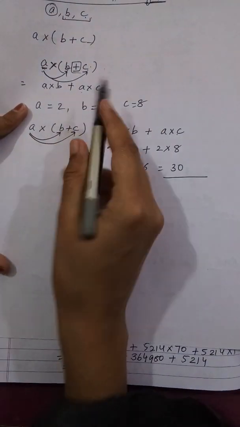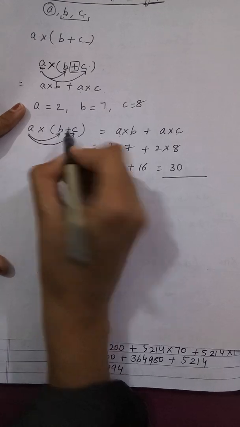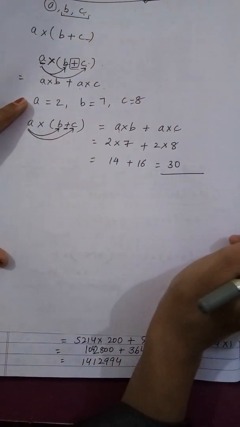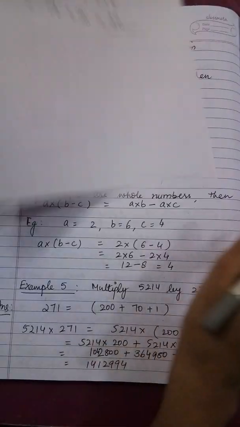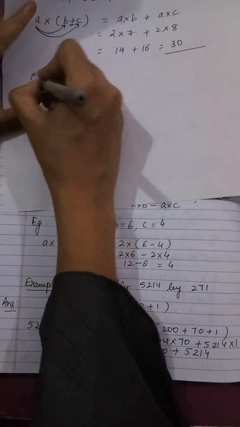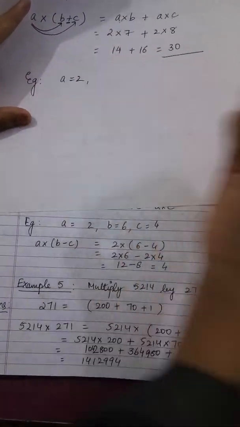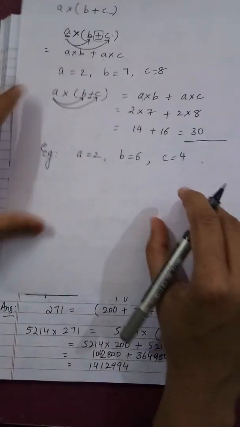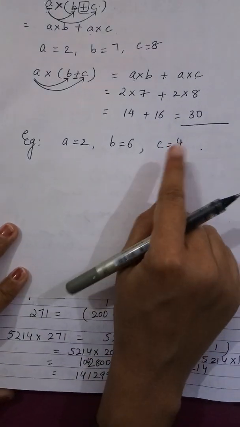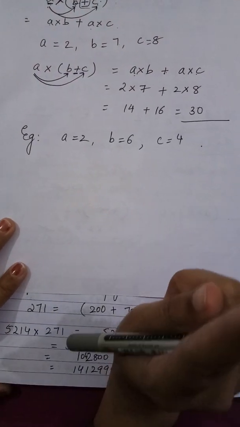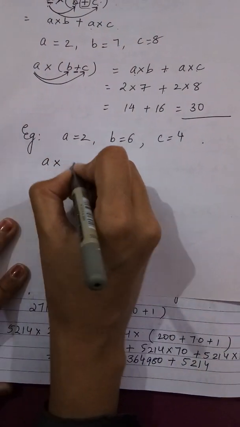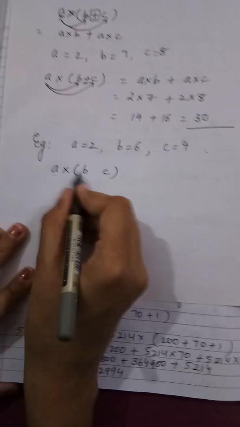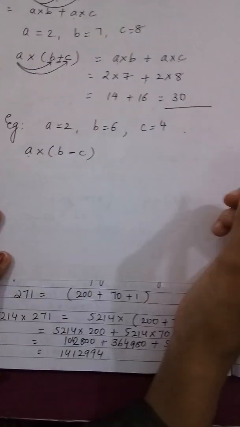Now in the same way, if this is of addition, if there is a sign of minus, then instead of plus, minus sign will be there. Let me take the same example. A is equals to 2, B is equals to 6 and C is equals to 4. Now here I have to use the distributive law of multiply over subtraction. That means distributive law we are going to use with A, B, C, but with the sign of minus.